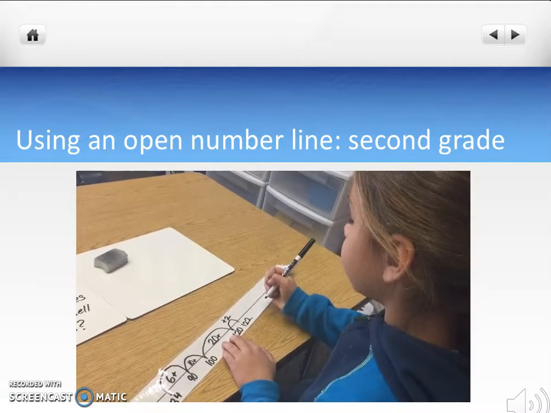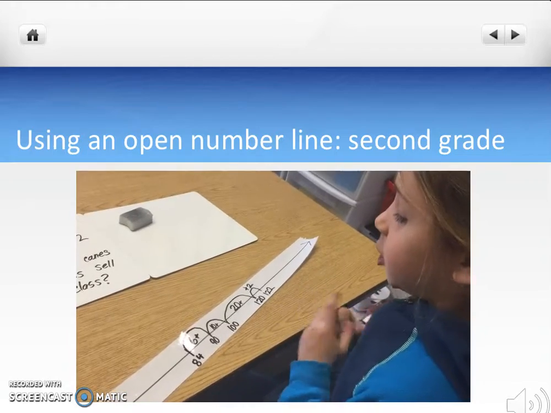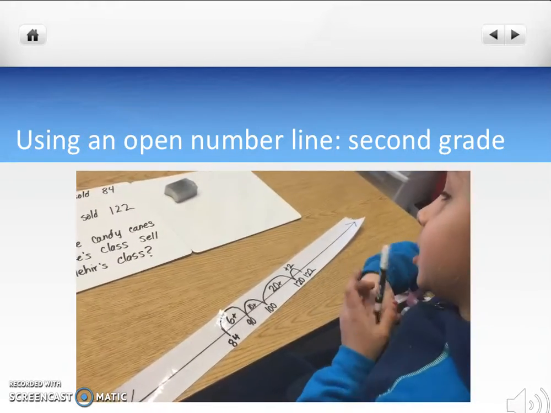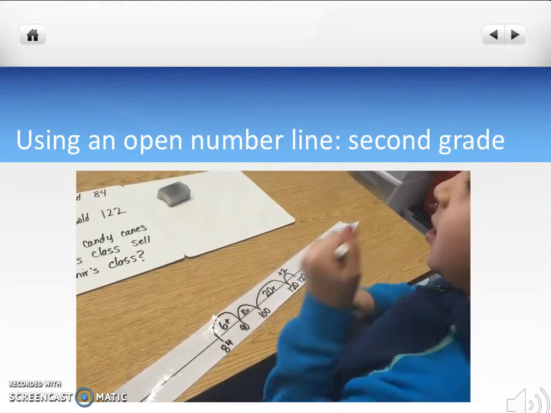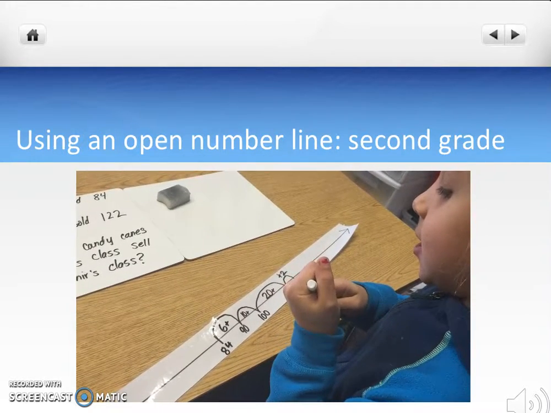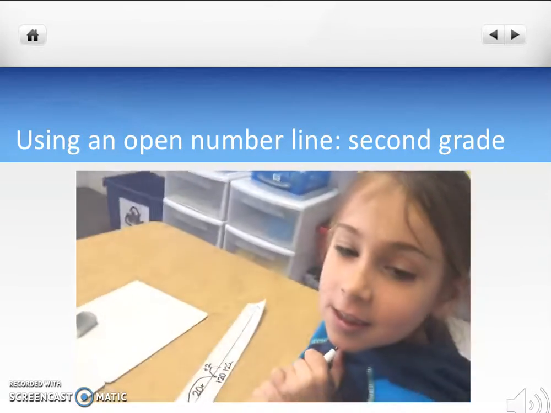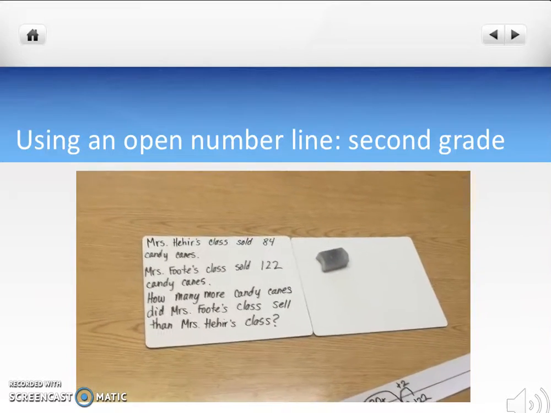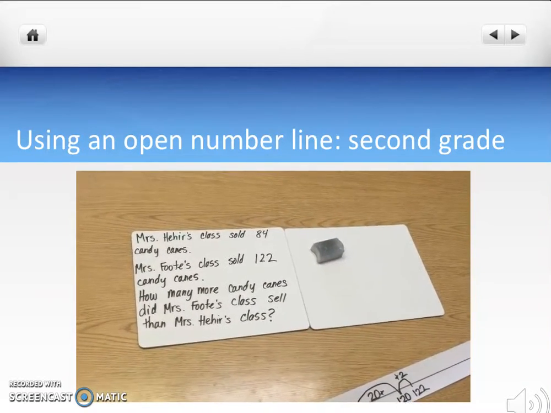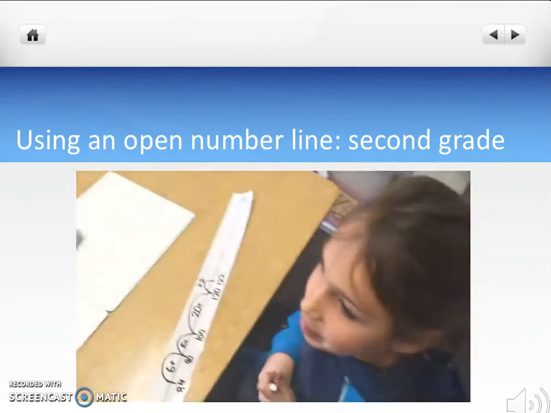And then I'm going to add 10 plus 20 equals 30, plus 6 equals 36, plus 2 equals 38. Okay, so do we have an answer to the question now? Yes, that is 38 more. Okay, so Mrs. Foot's class sold 38 more than Mrs. Hare's.